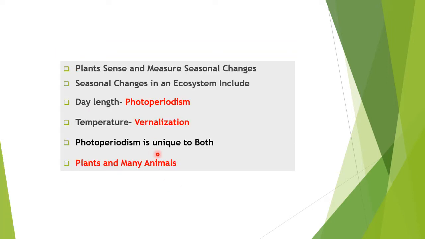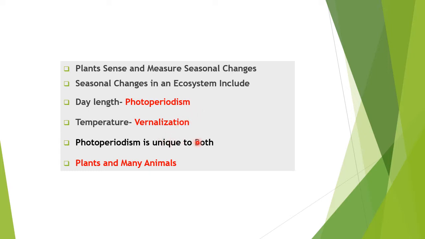First of all, we understand that plants sense and measure seasonal changes. Seasonal changes in the ecosystem include day length, which covers photoperiodism, and temperature, which falls under vernalization. We will be discussing only photoperiodism in this video.